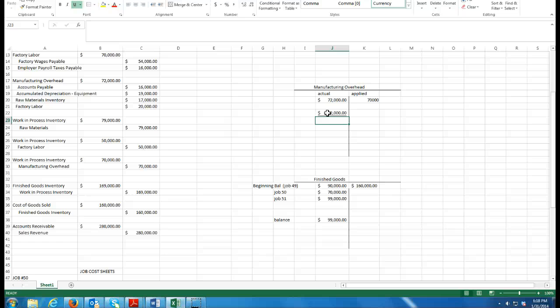So what will ultimately occur because of that, in order to close this out at the end of the month, we will take that amount that we underapplied, the 2,000, and debit it to cost of goods sold. We would credit that to our manufacturing overhead, just so we can clean that up and make sure we account for those expenses. Think of it like this, guys.